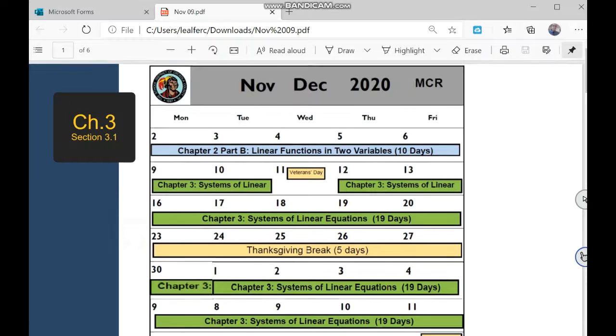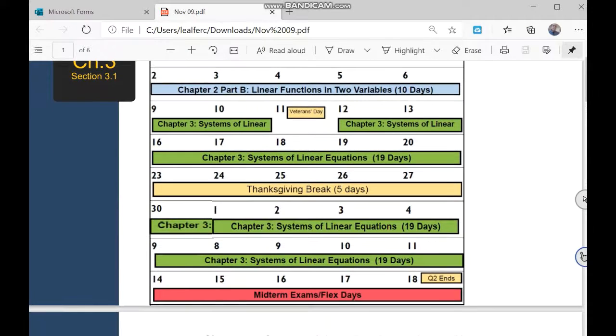If you check, we have Thanksgiving the whole week. Then on December 14, it starts the midterm exams, flex days. So we're not going to talk about chapter 3. It's going to be exams and flex days. The second quarter ends, and after that, we already are on winter break. So very little time on November, December, just 4 weeks to work the whole chapter 3.